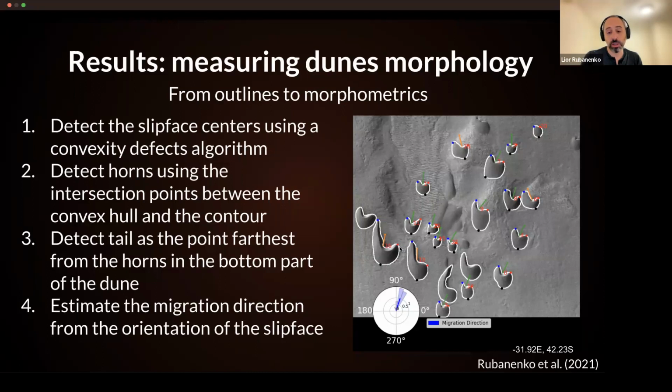We can detect the horns by looking at the intersection between the contour and the convex hull of the shape. We detect the tail as the point furthest away from the horns in the bottom part, in the south side of the dune. We also estimate the migration direction of a dune and of the image, right? Like you see here in these windrows, just based on the normal to the slip face, accounting for the asymmetry and all those other things that I haven't really explained. But we can write an algorithm that you can also check that, given the contour of a dune, gives us the properties, the morphology of this dune.